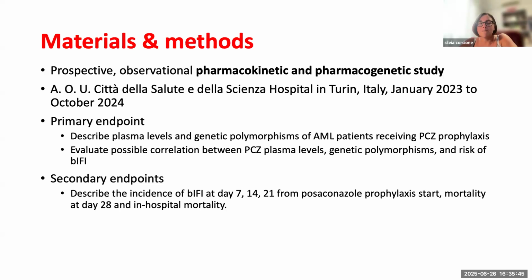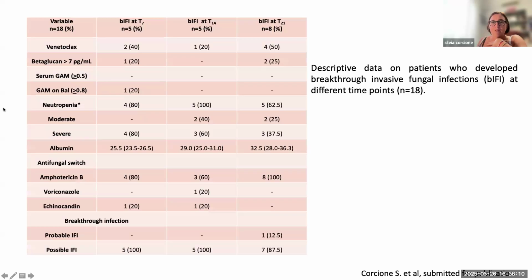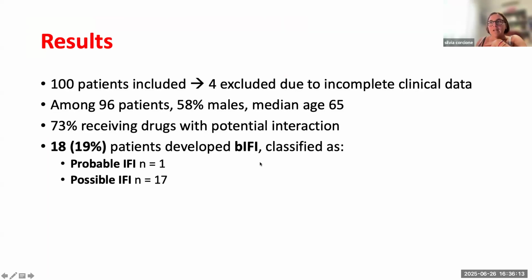Our idea was based on the fact that maybe the risk of breakthrough infection is due to low trough concentration, but also because there is a kind of pharmacogenetic profile of a patient that may promote the failure of prophylaxis. So what we did, we enrolled 100 patients, and 73 patients received drugs with potential drug-drug interaction, and 19% of our group developed a breakthrough invasive fungal disease, which was classified according to the EORTC criteria as probable in 1 case or possible in 17 cases.